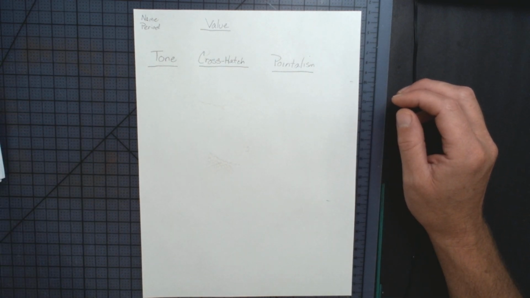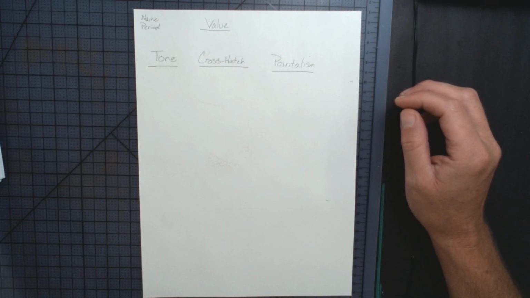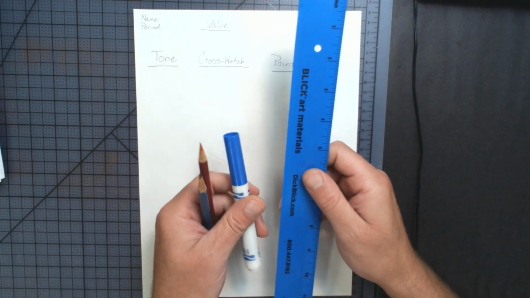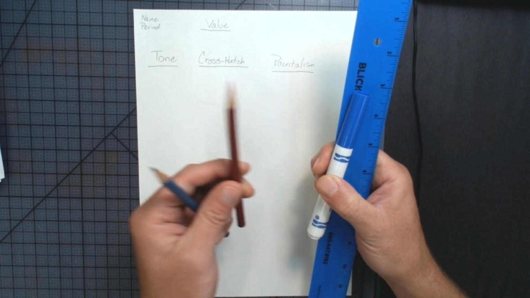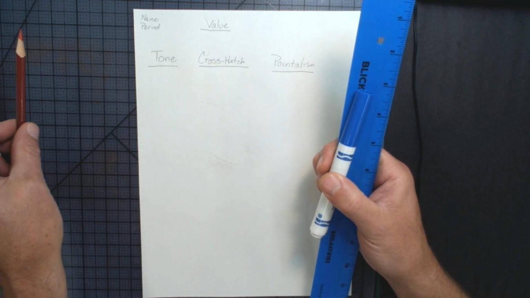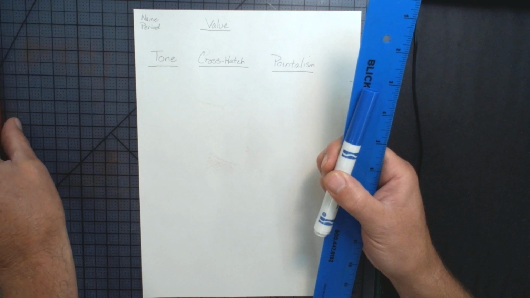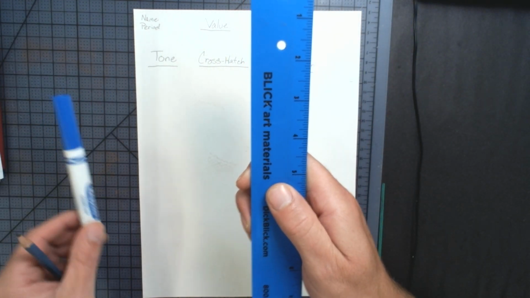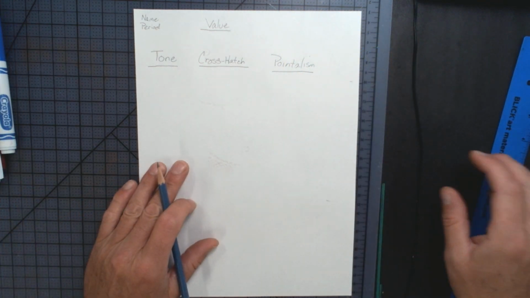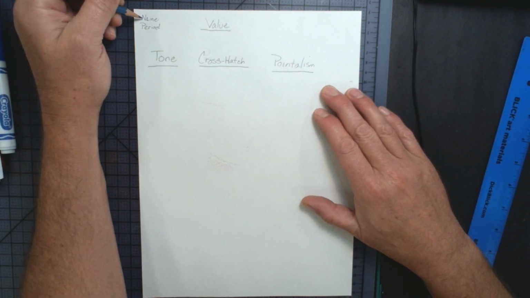In this video we will be creating 3 different value charts, and the items that I'm going to be using are just a regular pencil, any color pencil if you have one. If not, you can use a pencil for that, and a marker and a ruler.